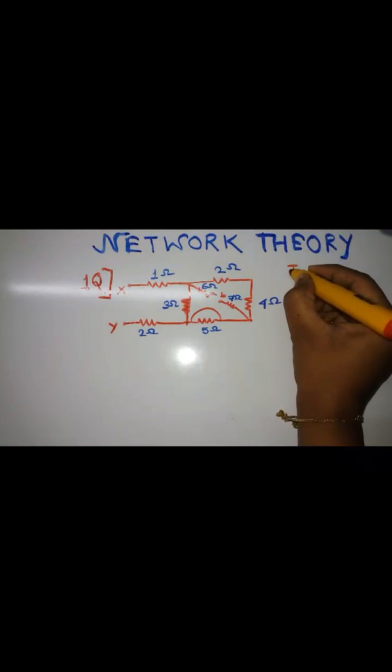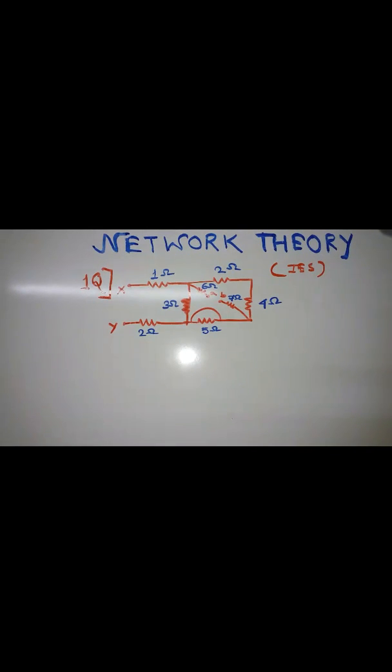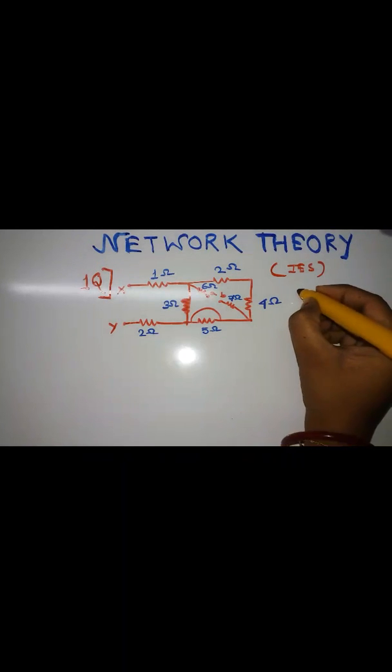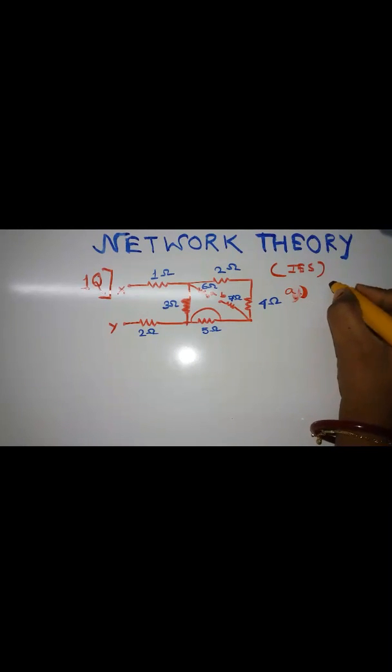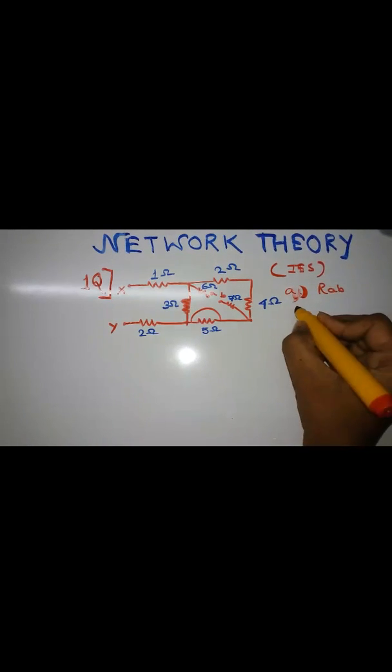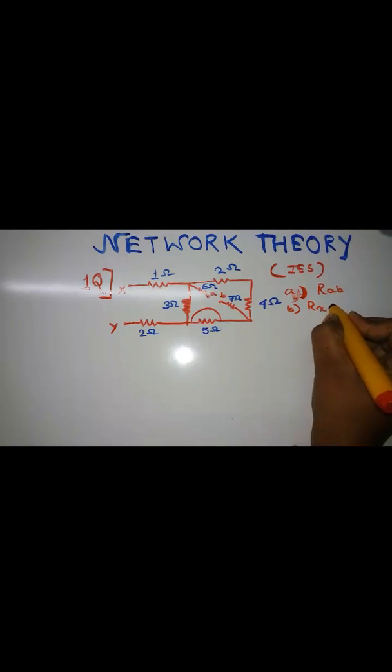Today we are going to learn, it is the continuation of the first video. So today we are going to learn how to find the equivalent resistance of this particular circuit. Now this is a problem that has appeared in the IES exam. Okay, so first thing that you have to find is R AB, second you will find R XA, third you will find R YB.